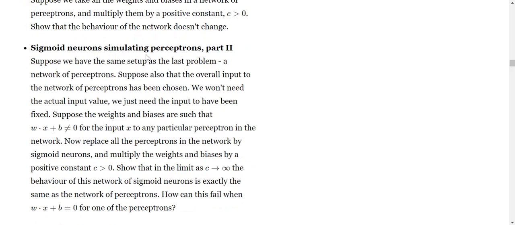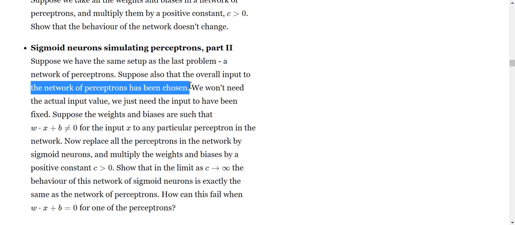Sigmoid neurons simulating perceptrons, part 2. Suppose we have the same setup as the last problem, a network of perceptrons. Suppose also the overall input to the network of perceptrons has been chosen. Okay, we won't need the actual input value, we just need the input to have been fixed. Suppose the weights and biases are such that w dot x plus b is not zero for input x to any particular perceptron. Now replace all the perceptrons by sigmoid neurons and multiply the weights and biases by a positive constant c, so that in the limit c tends to infinity, the behavior of this network of sigmoid neurons is exactly as the network of perceptrons. How can this fail when w dot x plus b is 0 for one of the perceptrons?